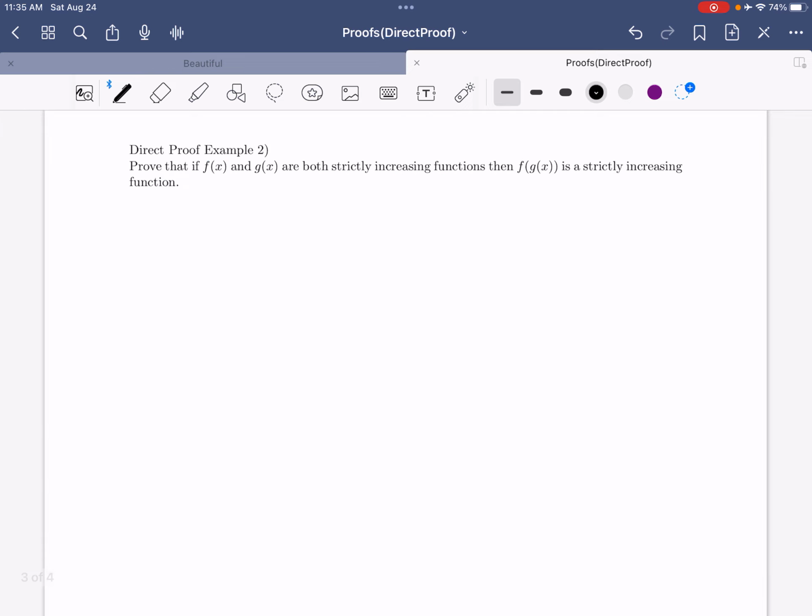All right, so let's go ahead and try this. This is not something about numbers here. This is going to be something about functions. We're going to prove that if we have two functions, f of x and g of x, that are both strictly increasing functions, then f of g of x, the composition of those functions, is also strictly increasing. All right, so clearly the key definition in this is going to be, what does it mean to be a strictly increasing function? So let's go ahead and translate that.